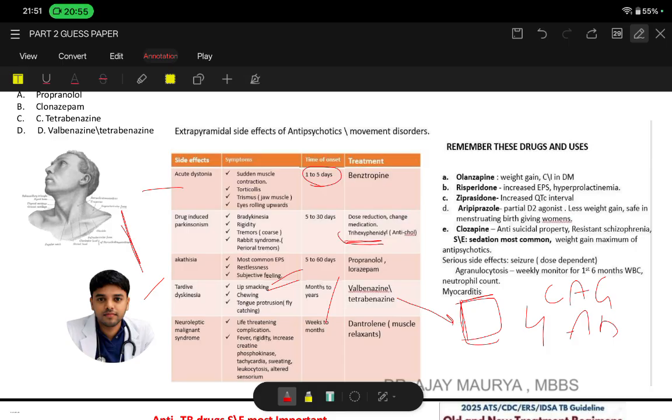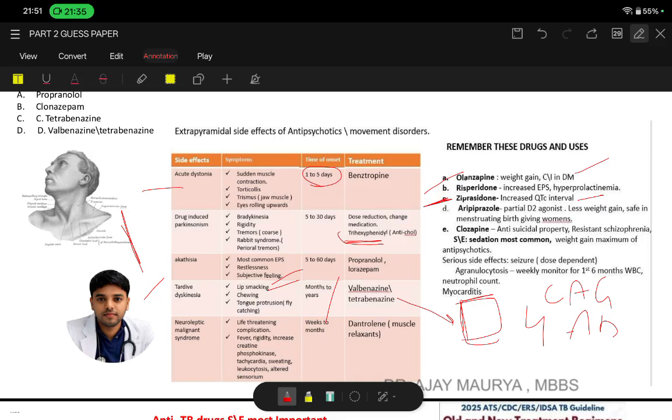Sodium dantrolene, that's great. If you want to remember some antipsychotic drugs, I recommend you remember this. See olanzapine, olanzapine is good. But there will be weight gain. If it causes weight gain, you have to avoid it in diabetic patients. Okay, olanzapine. Next one, ziprasidone increases QTc interval. This is an exam question if you want to remember this one.